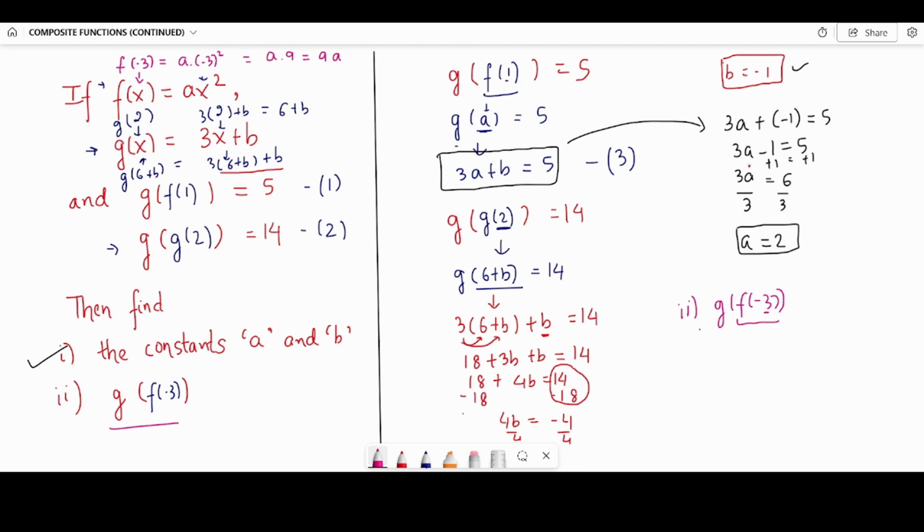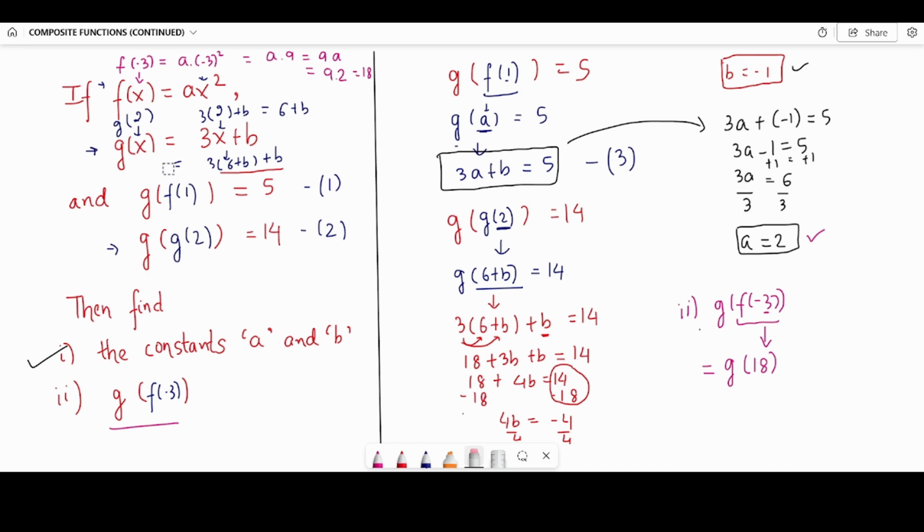But we have already found what is the value of a, that is 2. So instead of writing it as 9a, we can write it as 9 times 2, that is equal to 18. So that means f of negative 3 equals 18. So I'm going to put that here, and then we will get the function g of 18. So now we have to find its value. So let's see how to do that.